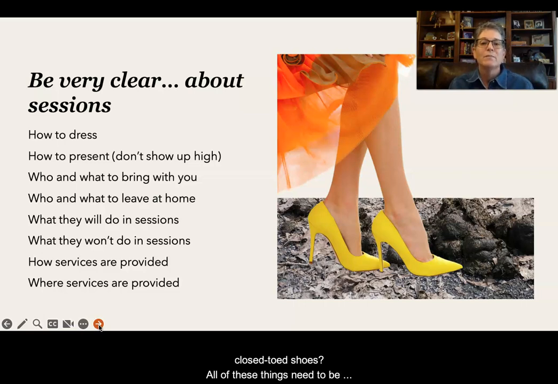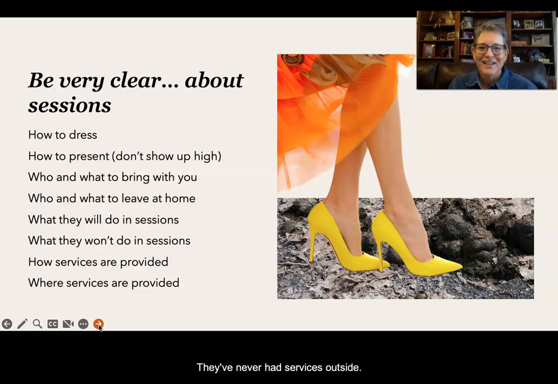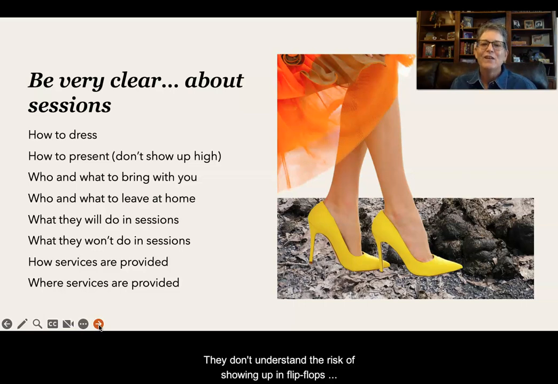All of these things need to be outlined very specifically because your client is not going to think about them. You have to let the client know what is expected because they don't know what to expect. They've never had services outside. They don't know that they can't show up in flip-flops. They don't understand the risk of showing up in flip-flops, working with horses, or being out with the burrs or the bugs or the snakes. They don't think about any of those things because they're never outside. So you have to sort of think through it for them.